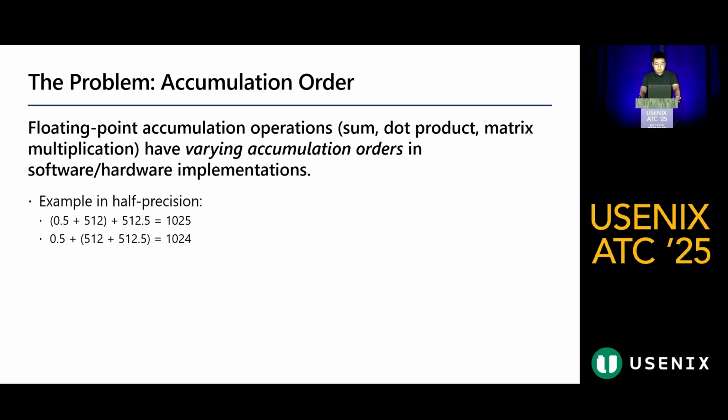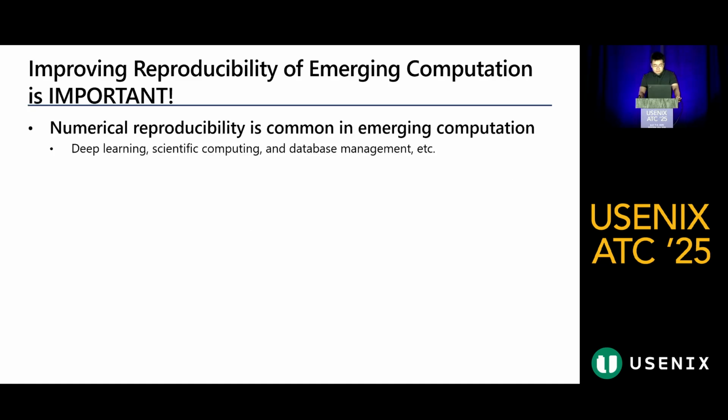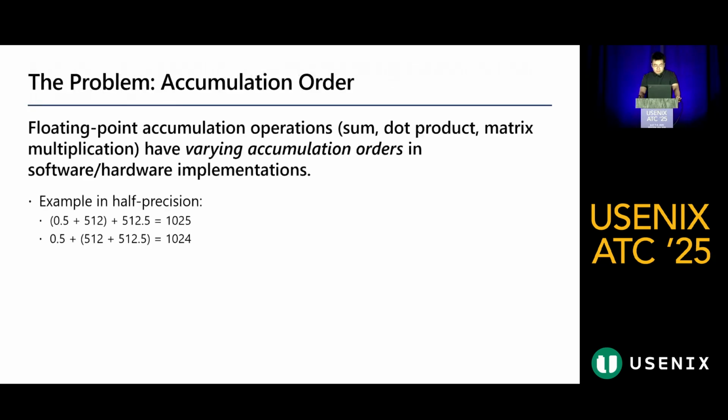This is an example in half-precision accumulation. Floating point accumulation operations are not associative. These differences in accumulation order lead to small numerical variations, which can propagate and cause divergent outputs. This example shows how the order of addition affects the final results. If we make the accumulation order different, they have one difference.